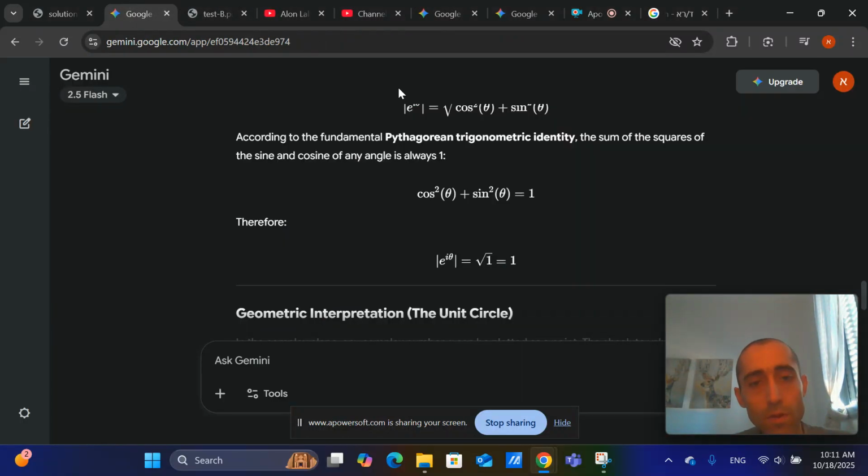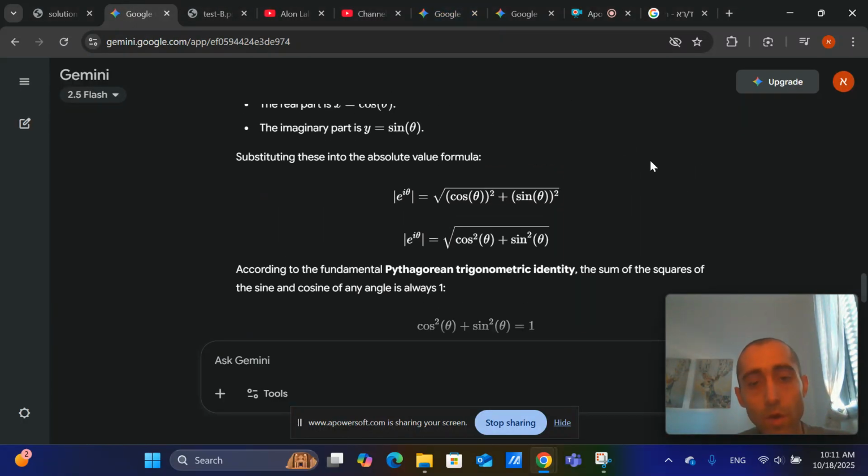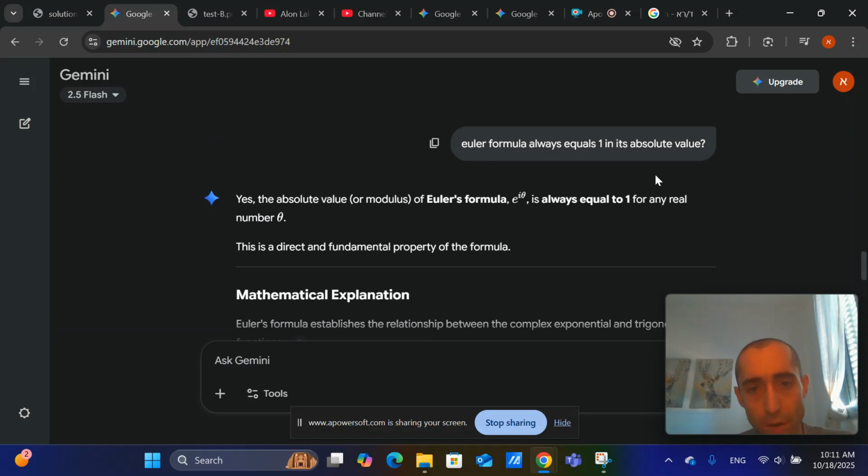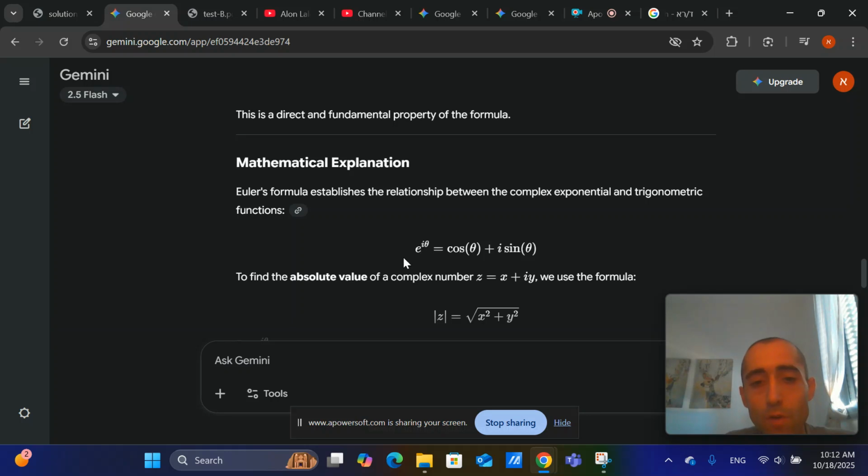Okay, so we're going to talk about Euler formula. And the whole idea is to prove one thing, that the absolute value of the Euler formula is just 1. Now remember that the Euler formula is defined by e to the power of i theta equals cosine theta plus i sine theta. This is the formula.